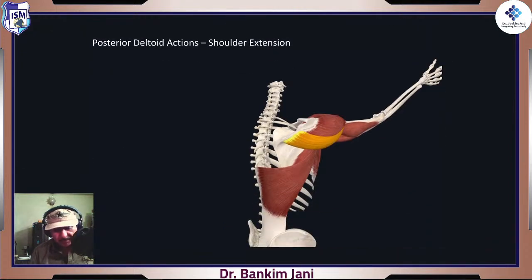Next is posterior deltoid shoulder extension, right? Shoulder extension. This is shoulder flexion, right? The anterior is doing shoulder flexion. So what posterior would do is take it back, right? So that is shoulder extension.